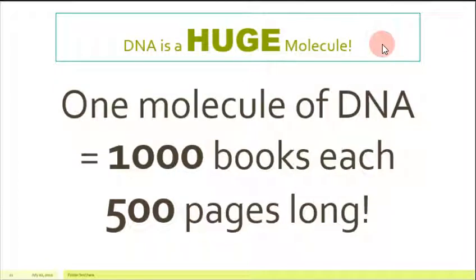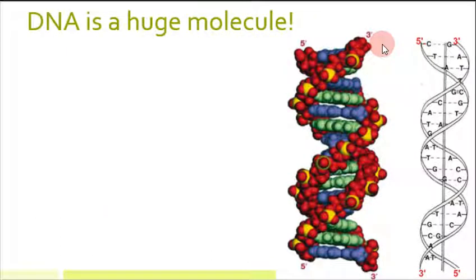All right, it's a huge molecule. One molecule of DNA is about 1,000 books, each 500 pages long. So that's a lot of information coded into this microscopic thing. We can't even see it, y'all. We can't see it with a microscope, even the most powerful microscope out there. The only way we've been able to visualize DNA is by sending some sound waves off of it and making a little echo picture. And even then, we're still working on what we think the structure is. But what we think it is looks something like this.